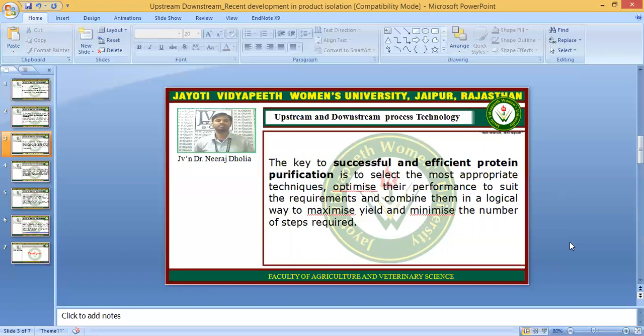Maximum yield, why? Because in many special cases you have a limited number of host cells, like the bacteria or the animal cells. You have a limited number and you want to get the maximum product out of them. Okay, so that is one thing. And second, minimizing the steps, because as the steps increase, the cost of the product will increase, and simultaneously the chances of error and loss of the product also increase with the increasing number of steps.